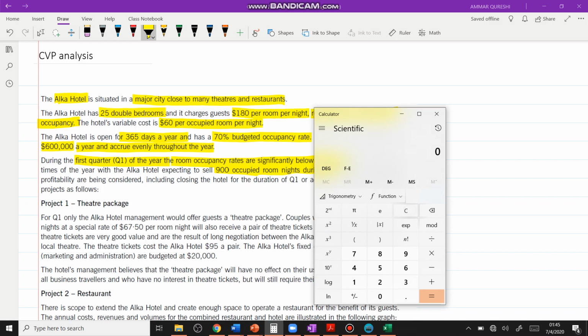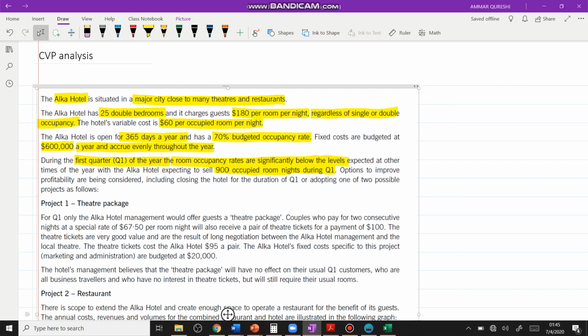See, we have 25 rooms, right? And we are operating 365 days a year, divided by 4, because we are talking about the first quarter. So that means the occupancy should be 2281. But the hotel is expecting to sell only 900 occupied room nights during quarter one. That is well below as compared with the expectations.